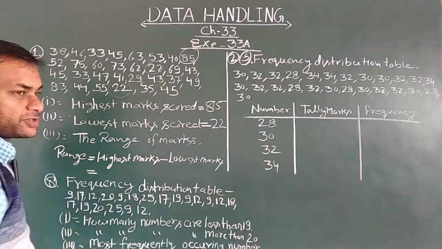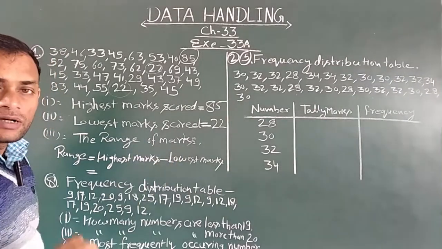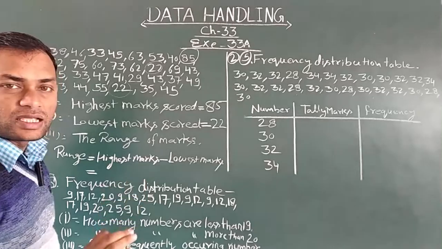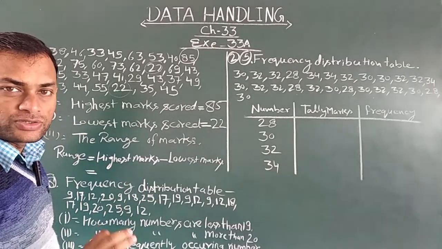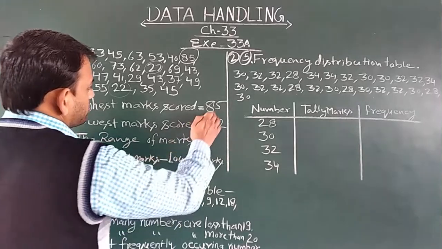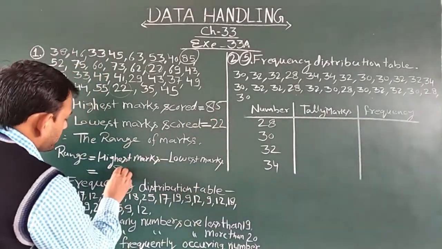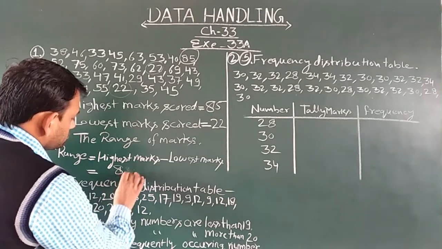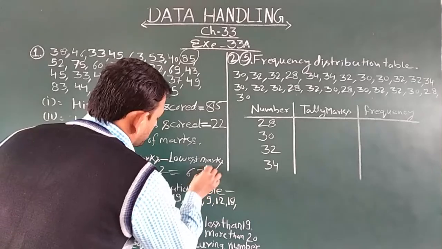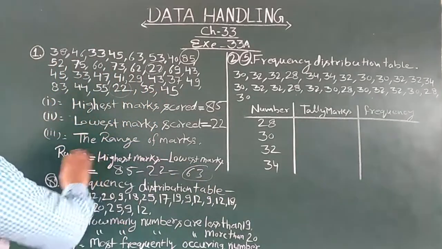The third part of this question asks what is the range of the marks. Range of the marks means the gap between the highest and the lowest mark. So you will just subtract the lowest mark from the highest mark: 85 minus 22, so you will get 63.